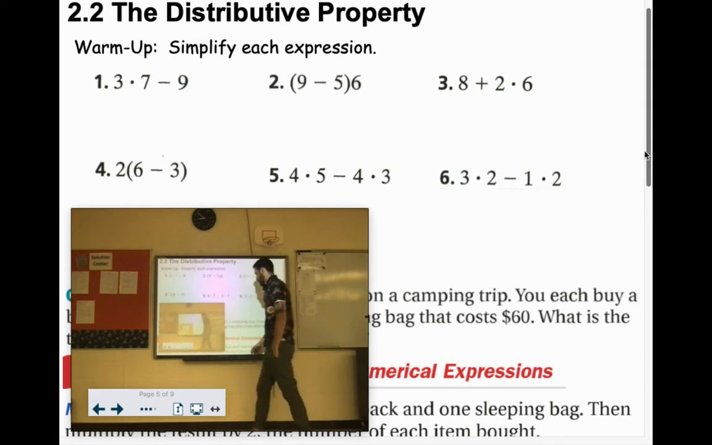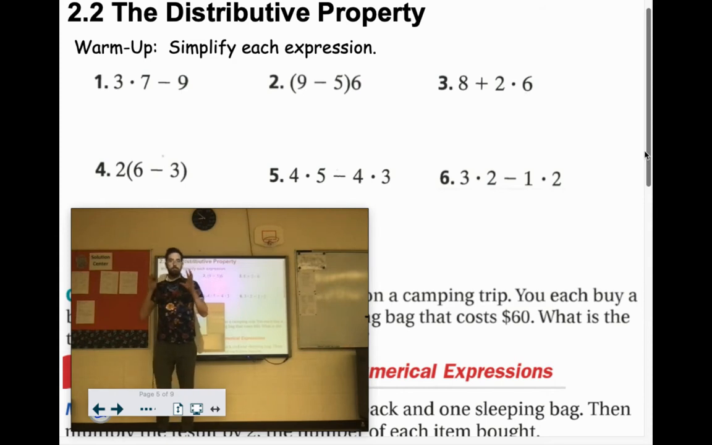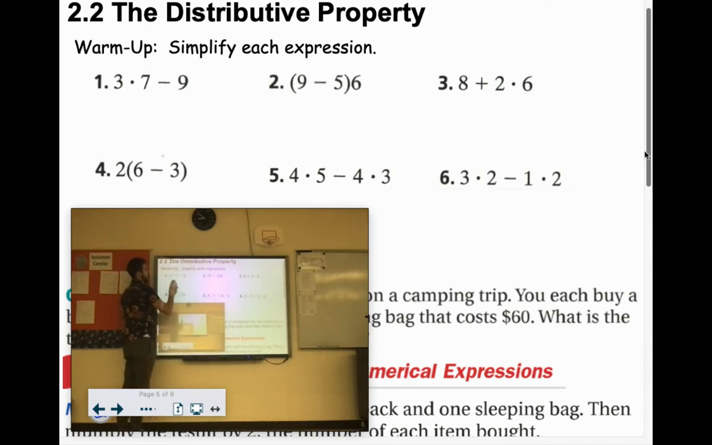Simplify each expression. So we talked about the associative property. It doesn't matter the order you multiply or add, as long as it's just multiplication or just adding. When you mix them, you've got to use your order of operations. So here we're going to have to do the multiplication first. 3 times 7 is 21, and then 21 minus 9 gets you that 12.